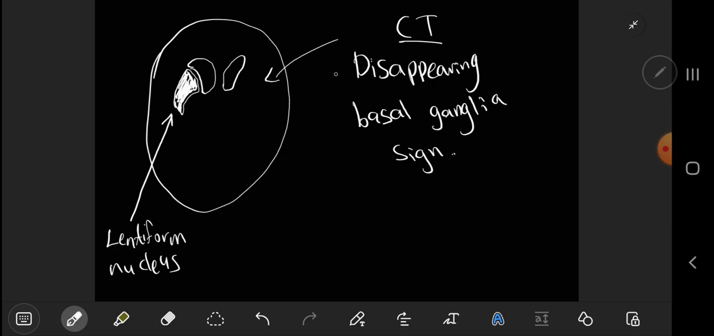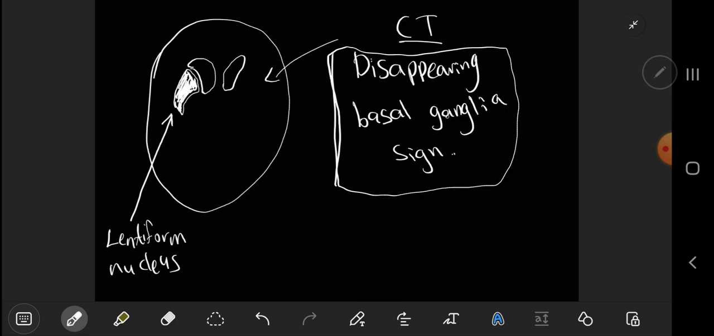So the disappearing basal ganglia sign, of which the lentiform nucleus is an example, is an early sign of infarction. Important to understand and know this sign. So, early sign of infarction.